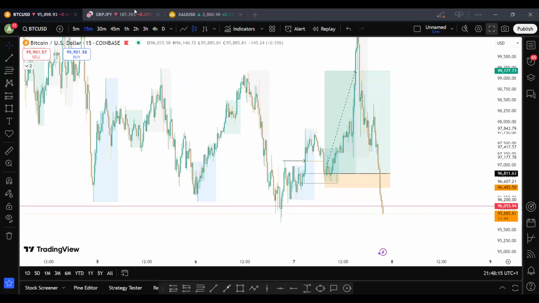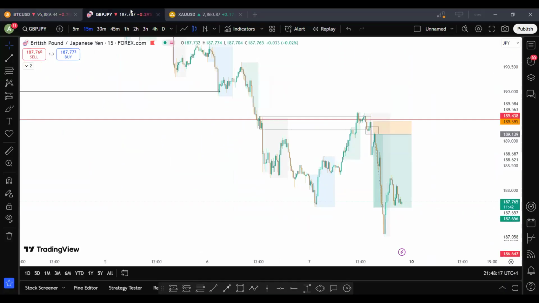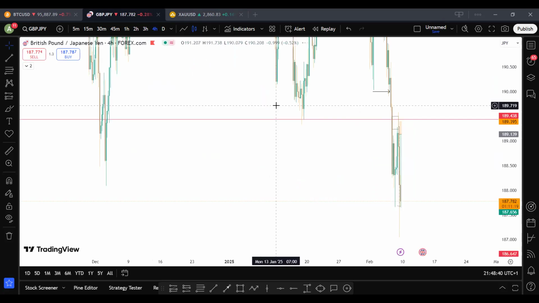Then I also have one on GBP JPY, but I did not take it because GBP USD already triggered, and I don't usually like entering trades on two pairs at the same time. I like focusing just on one and managing my trade there. But still, let me show you guys what I did here.